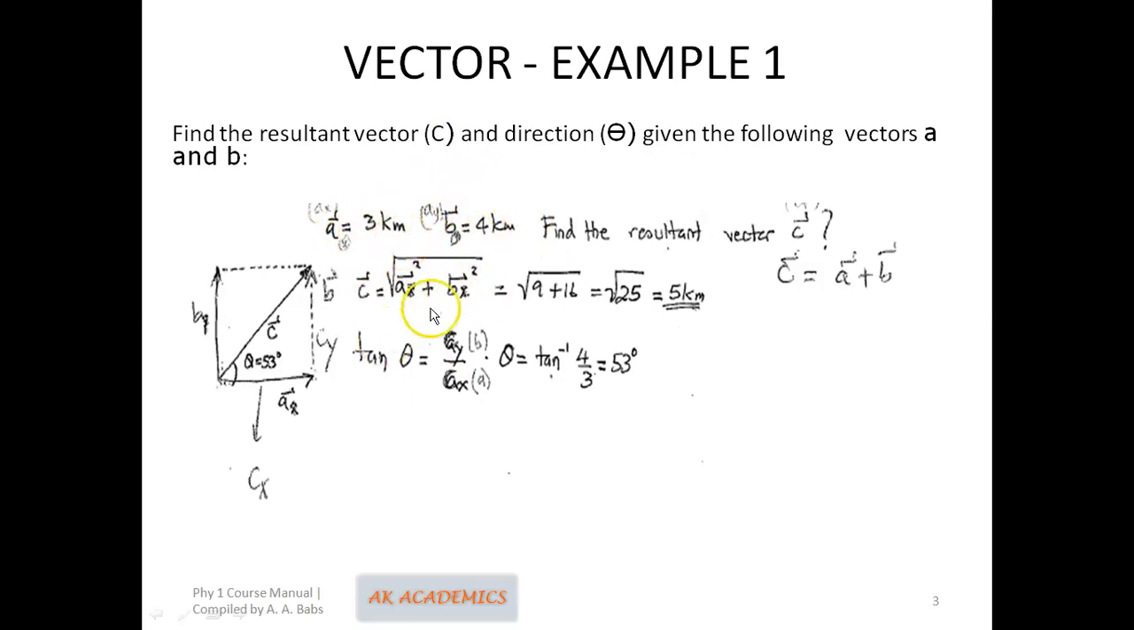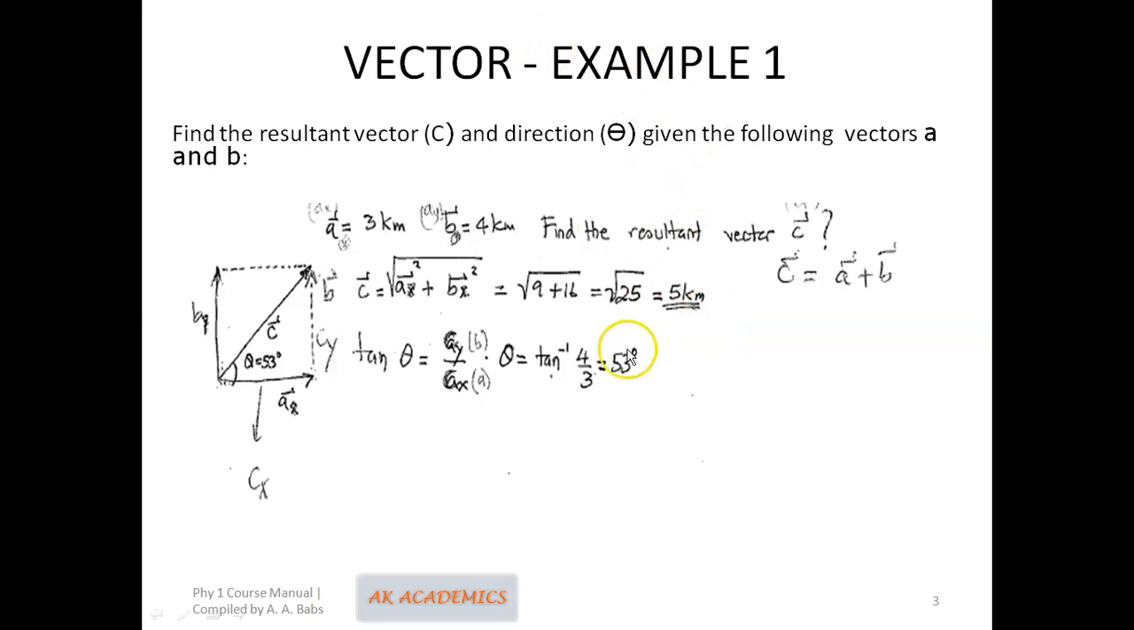The formula for finding the magnitude of a resultant vector C is the square root of A squared plus B squared. So if you plug in 3 for A and 4 for B, you have the square root of 9 plus 16, that gives you the square root of 25, and then you have 5 kilometers. So the magnitude of the resultant C is 5 kilometers. Then the next thing you want to do is to find the direction.